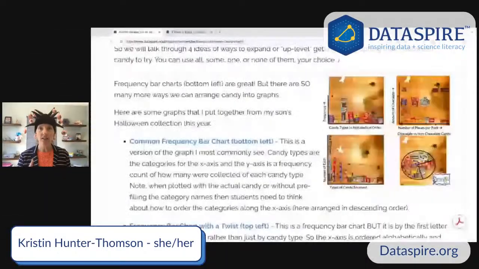But this inevitably brings up the, let's make a graph of our Halloween candy, which is wonderful because we're using real world examples to get kids practicing their data skills. But it then also brings up the question of how can we go a little bit farther with having our students look at their Halloween candy and some data and different pieces like that?